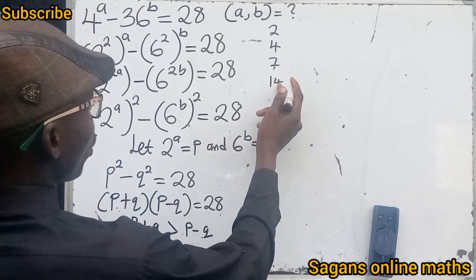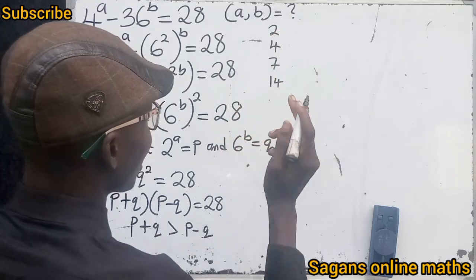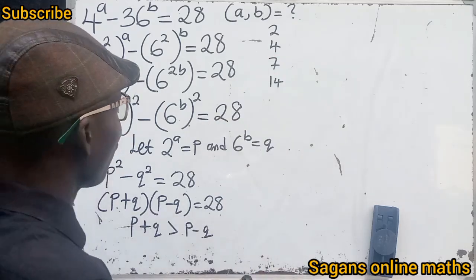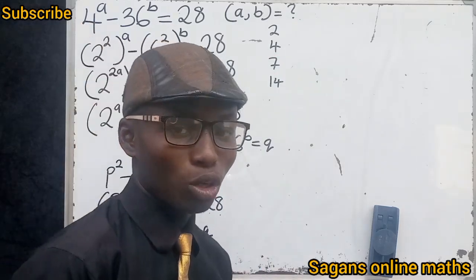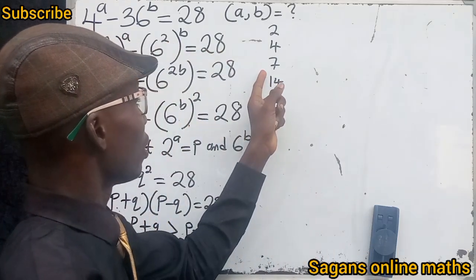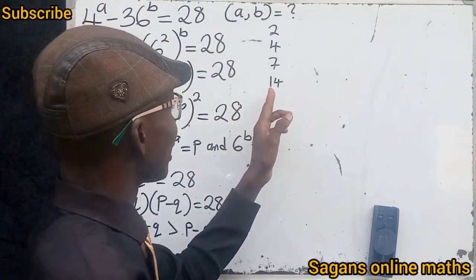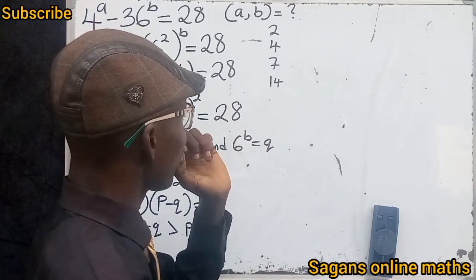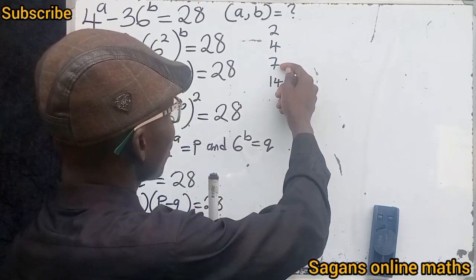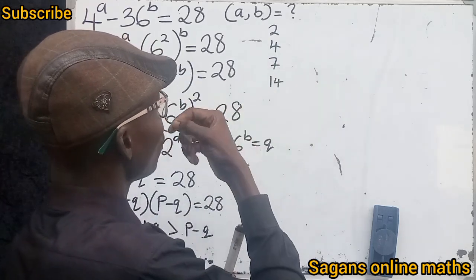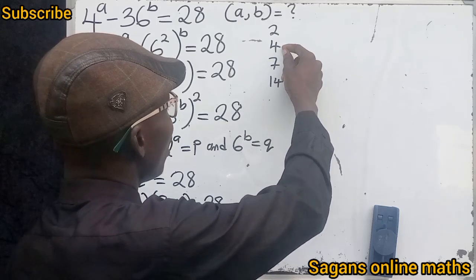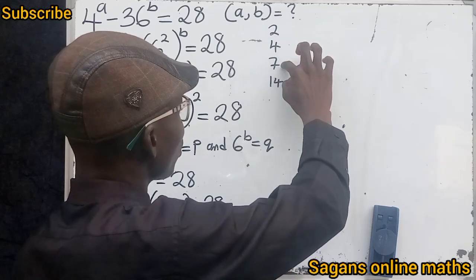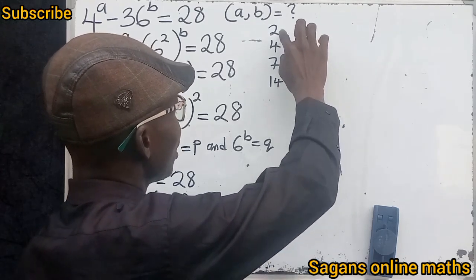Now I'm going to pick 14 and 2. It doesn't mean that if I decide to use 7 and 4, I will not still have the value of x that will satisfy this equation. But the reason why I'm not going to use 7 and 4 is because you can observe very clearly that 14 is greater than 7, and 7 is greater than 4. So if I'm using 4 and 7, if you sum this, it will be less than 14 plus this.